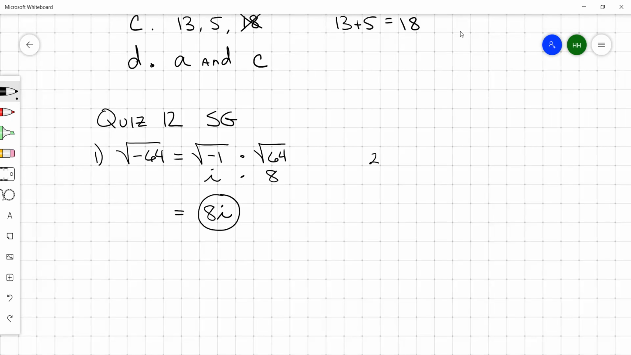Number 2, square root of negative 49. That's the square root of negative 1 times the square root of 49. The square root of negative 1 is equal to i, and the square root of 49 is equal to 7. So this simplifies to 7i.